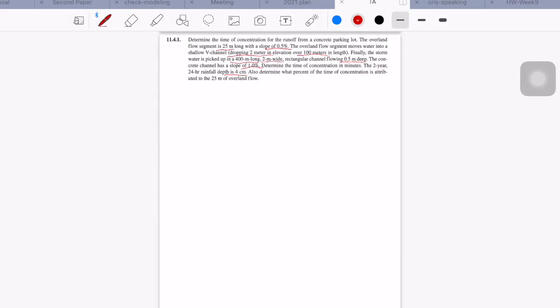flow. So let's start with sheet flow. The overland flow is sheet flow. And since the unit in this problem is the SI unit system, we will use equation 11.12 in the textbook to determine the Tt1. So we know the Tt1 equals 0.091 times n times L to the power of 0.8 divided by the P2 to the power of 0.5 times S to the power of 0.4.